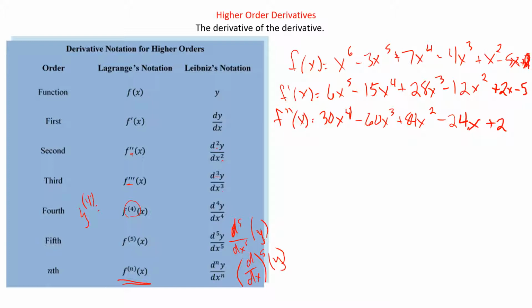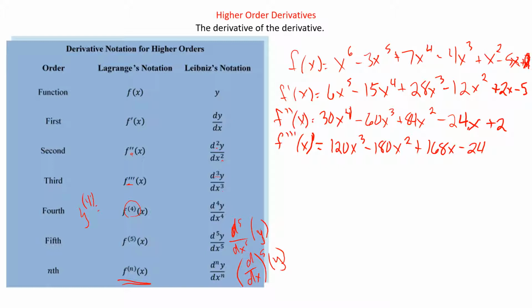We could take the third derivative. Notice in a polynomial case, the degree is going down each time. The coefficients might be getting bigger and more obnoxious, but the degree is going down. So the third derivative, bring the 4 down, 30 times 4 is 120x cubed, minus 180x squared, plus 168x, minus 24, and the 2 is gone.